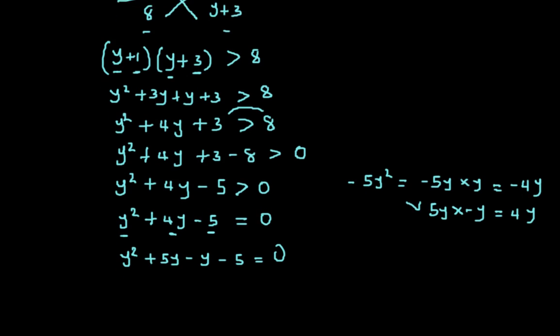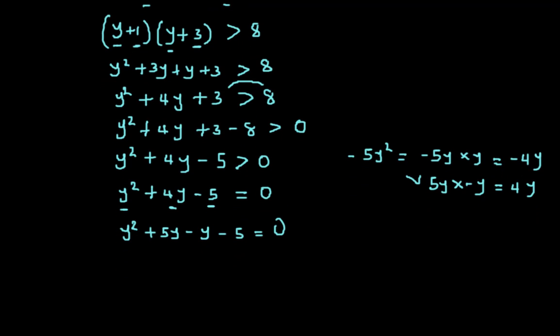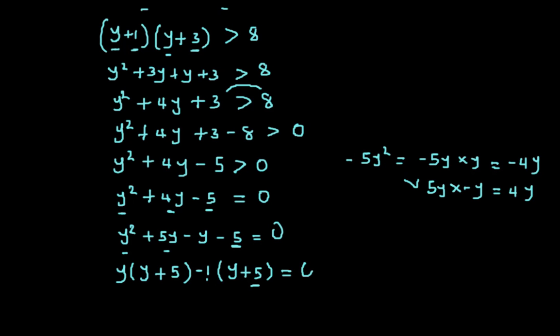I hope you understand. So if we factorize this, what is common to y squared and 5y? We have y into bracket. What remains? y plus 5. What is common to minus y and minus 5? We have minus 1, and then we'll be having y plus 5. Now the reason why we have plus 5 is that minus 1 times plus 5 will give us minus 5. Can you see? Please, if you do not understand this, make sure you watch the quadratic equation video. So we have equals 0.